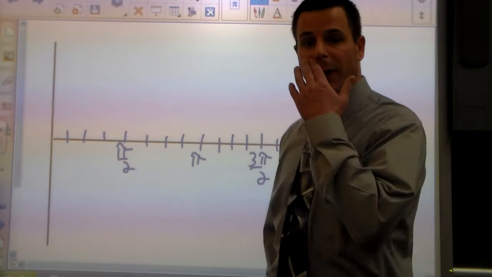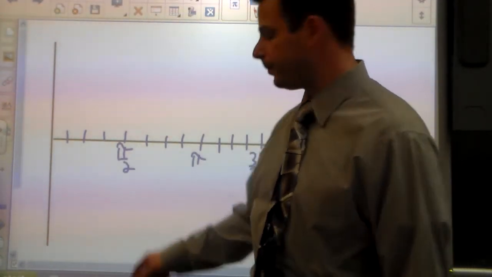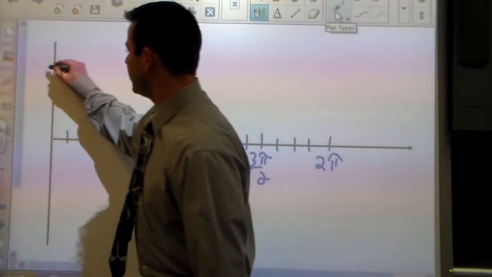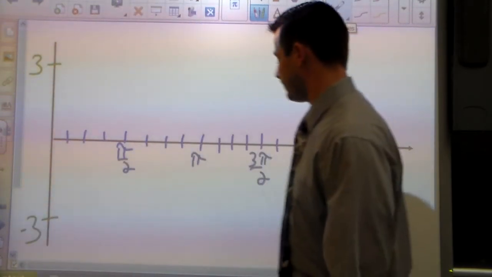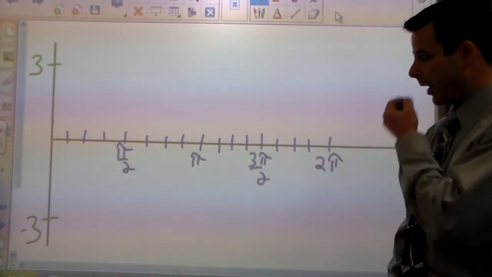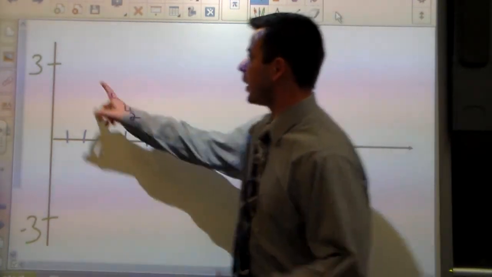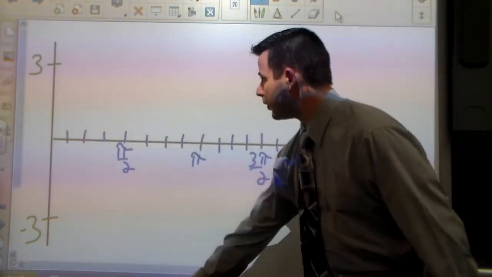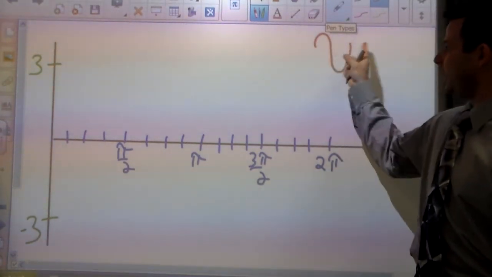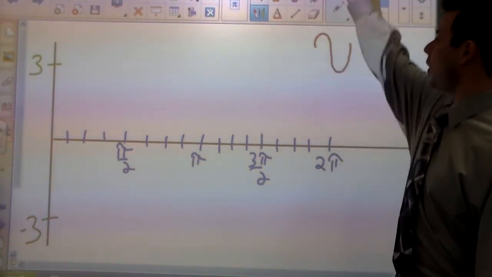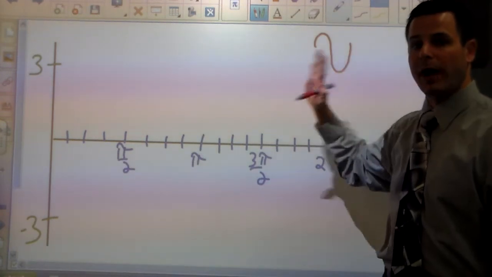The first thing I'm going to do, I'm going to put my amplitude on the y-axis. My amplitude here was 3. So I'm going to put a 3 up here and a negative 3 down there. Now, I'm going to sketch myself a sine cycle. A sine cycle looks like that. And exaggerate it. Exaggerate it, make it go up, down, so you can visualize where you're graphing.